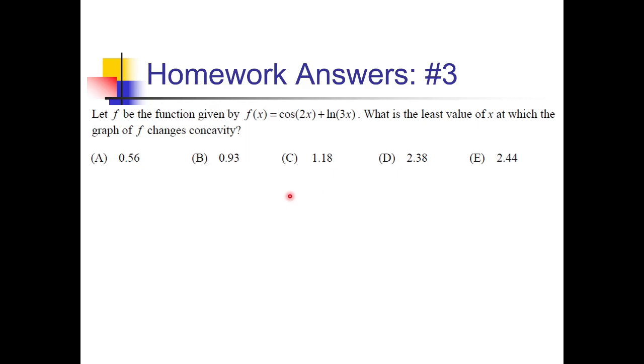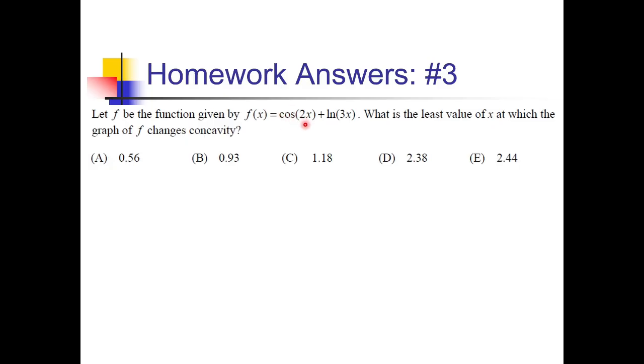This is a calculator problem, but we first need to know what f double prime looks like in order to graph it. So let's start with just f prime. We're going to need the chain rule for both of these terms. We've got cosine of something. Derivative of that is going to be negative sine of the something, so negative sine of 2x.